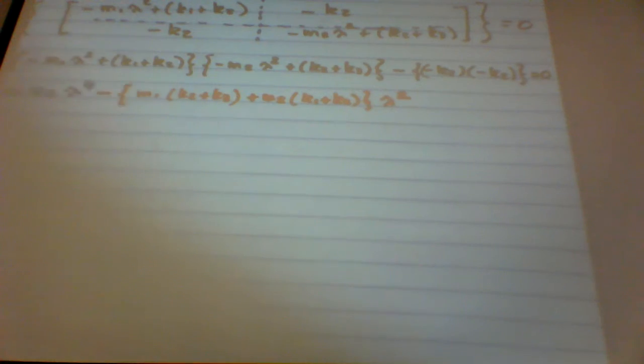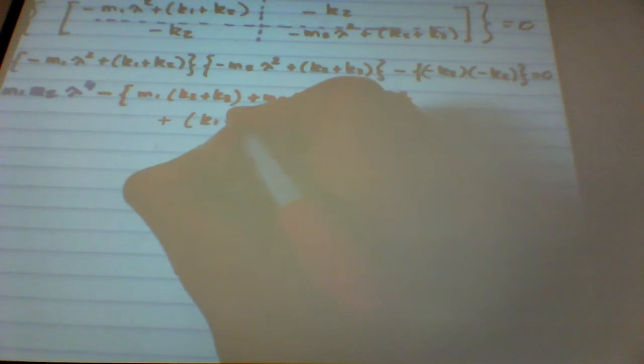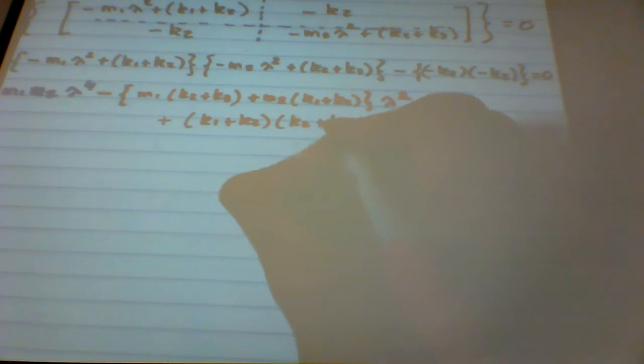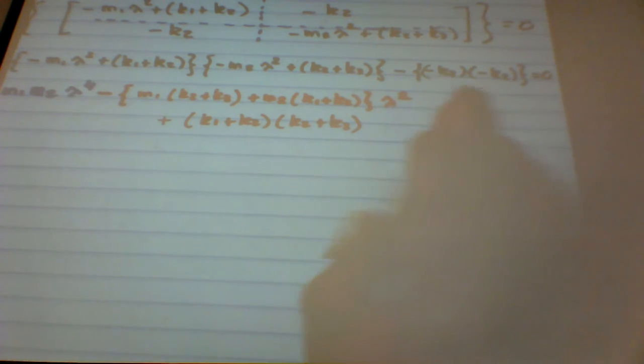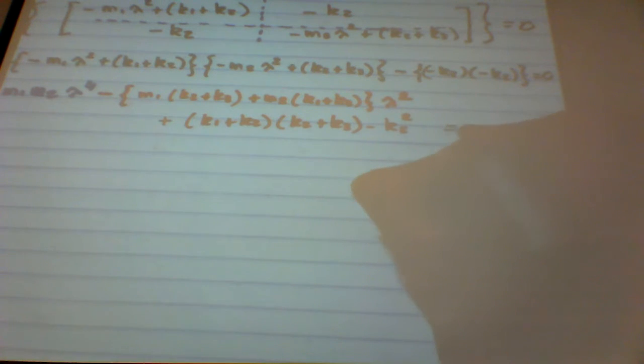And now we'll have some constant terms, that will be k1 plus k2 times k2 plus k3. So plus k1 plus k2 times k2 plus k3, and this one will give us minus k2 squared. And all this should be equal to 0.